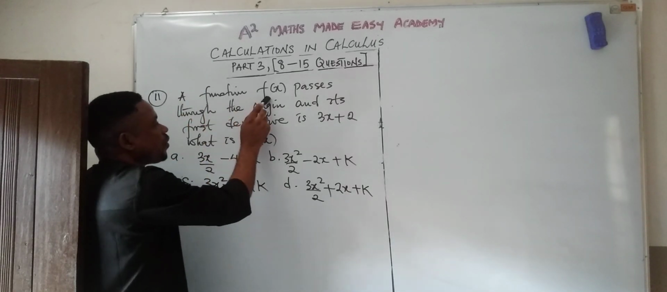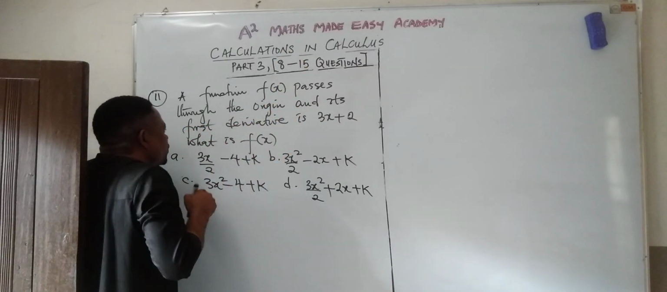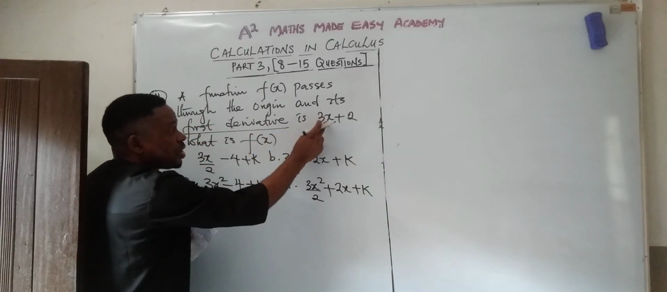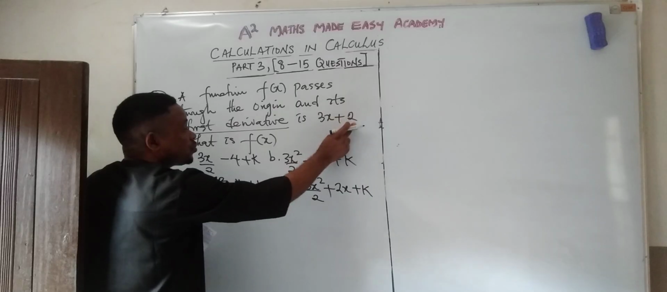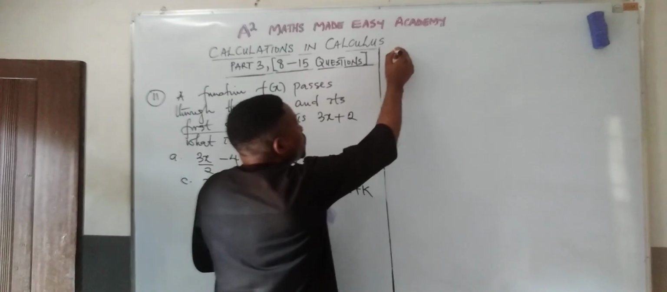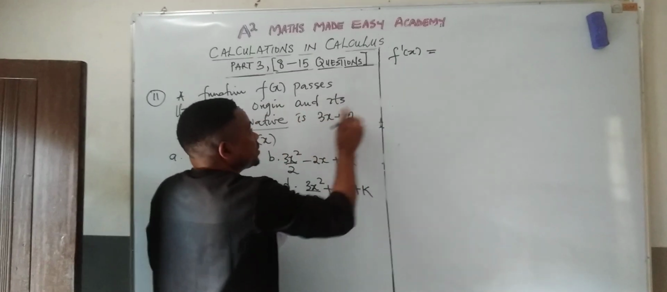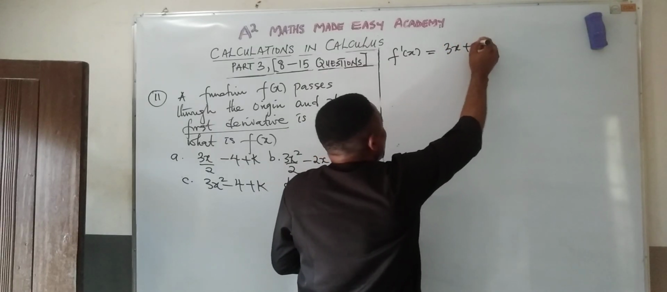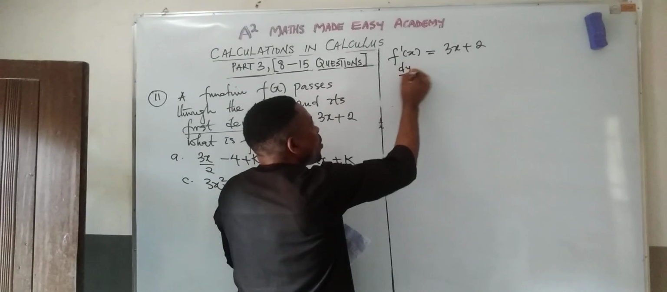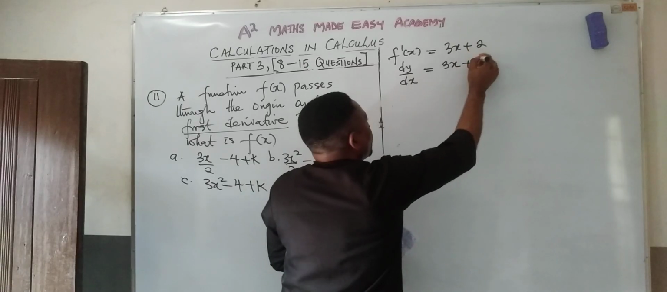A function f of x passes through the origin, underline the word origin, and its first derivative, underline the words first derivative, is what? f of x, 3x plus 2. This is what we call the first derivative, f prime of x, and it's given as 3x plus 2. You know by right, this thing means dy over dx, and it's now equal to 3x plus 2.